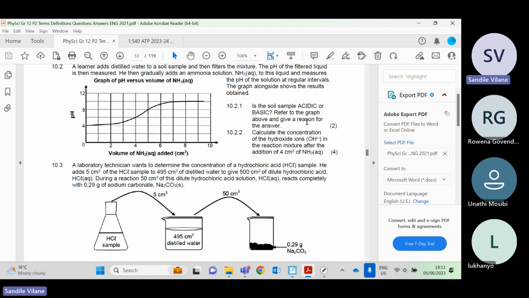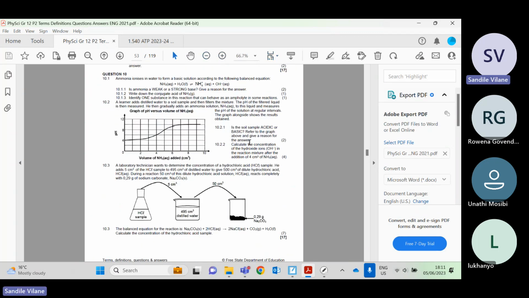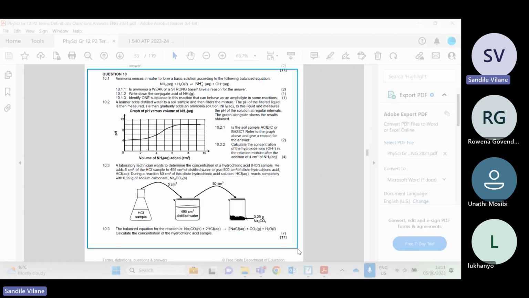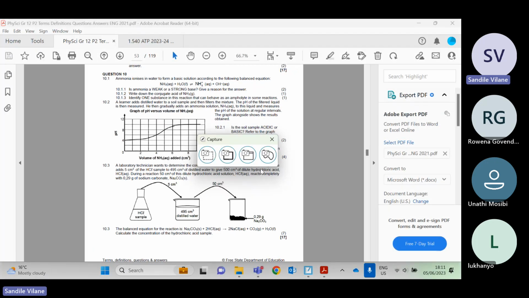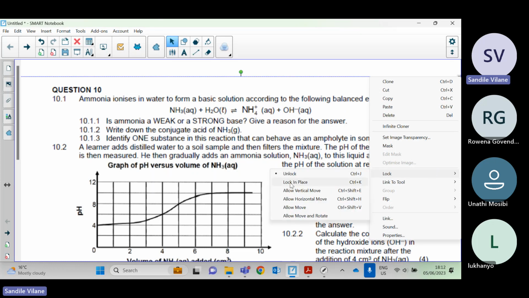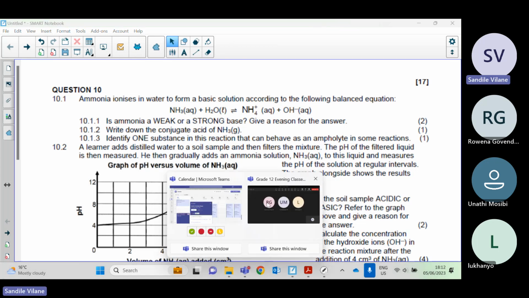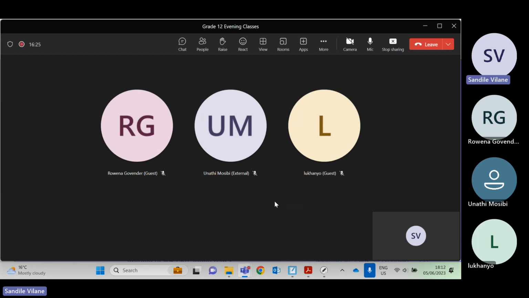I was looking at this question 10 and I felt like it is something that is worth discussing. So we're going to start with question 10 first, and then we shall see which next we can discuss. Also, if you have a particular question that you want us to discuss, feel free to send it to my WhatsApp number or share it in our WhatsApp group, and then we shall have a discussion around it.